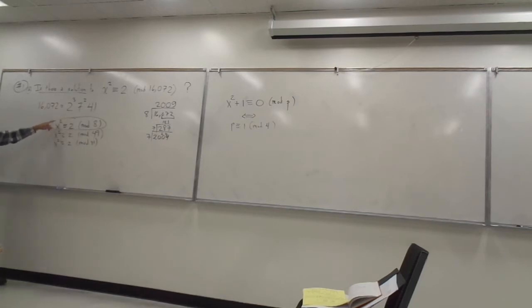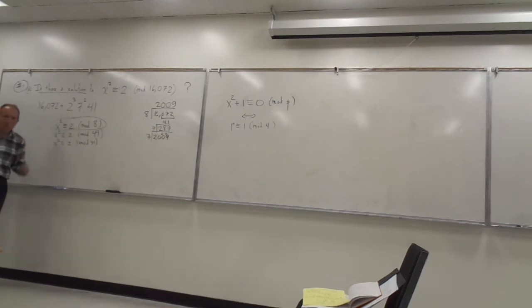What's 0 squared? 0. Is that a solution? No. What's 1 squared? 1, that's not congruent to 2. 2 squared, doesn't work. 3 squared, doesn't work. 4 squared is 16, that's not the same as 2 mod 8. 5 squared, doesn't work. 6 squared, which is 36.